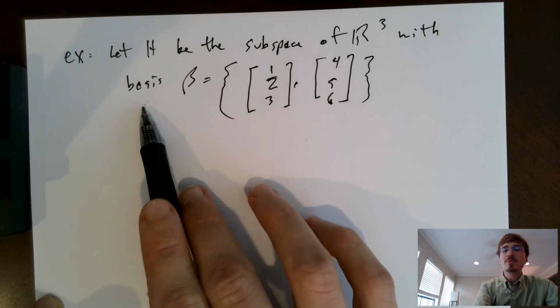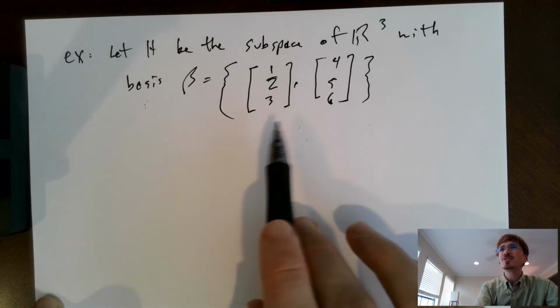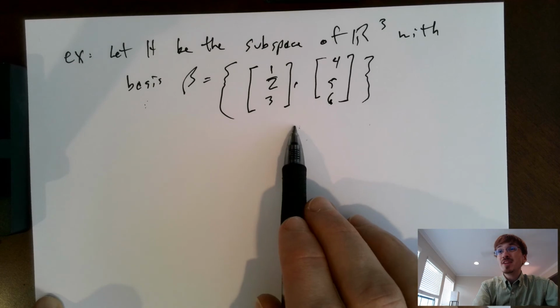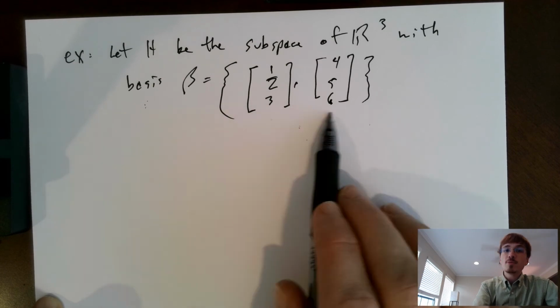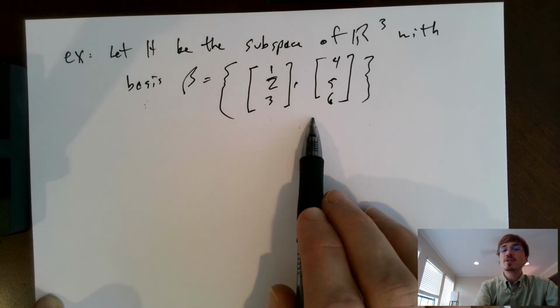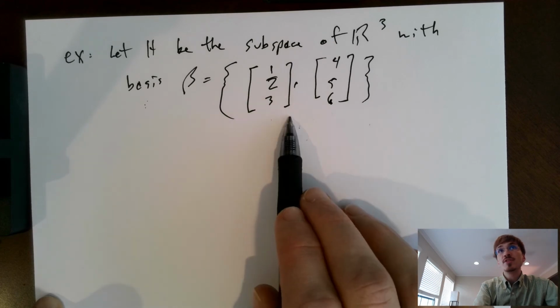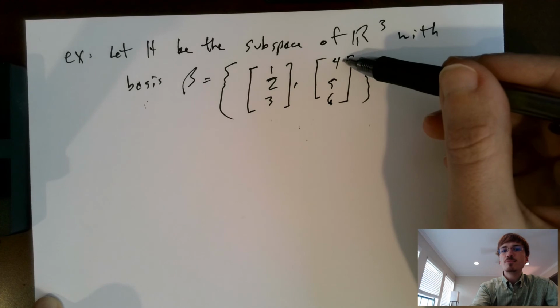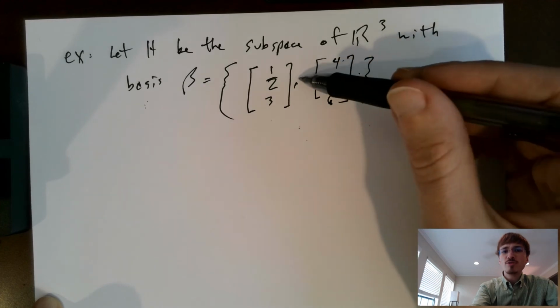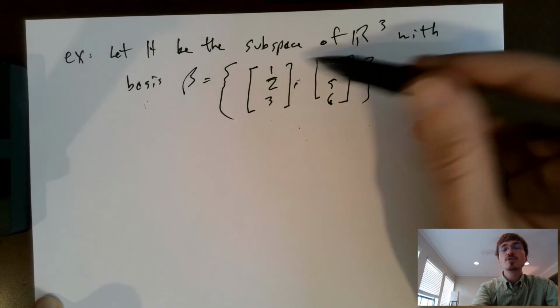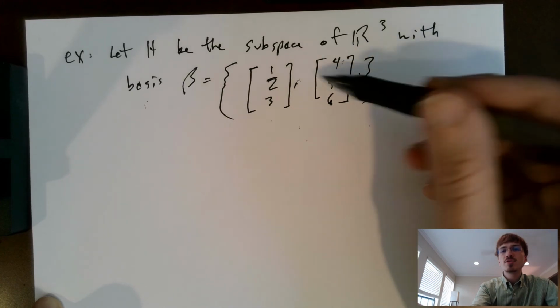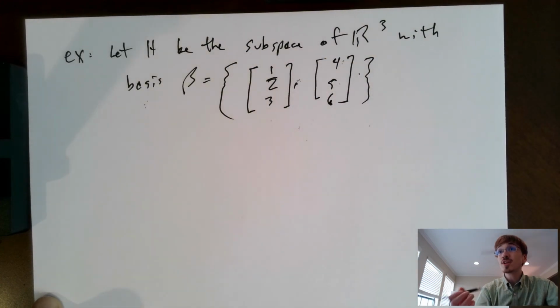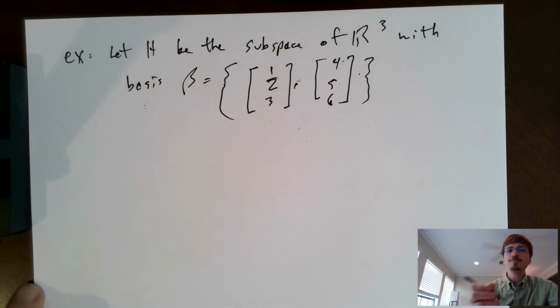Well, they span by hypothesis, but what else could we check to make sure it's a basis? They have to be linearly independent, right? And remember, if we have just two vectors, they're linearly independent if one is not a scalar multiple of the other. If they were scalar multiples of each other, we would have to have this vector be 4 times this vector for the first entries to match up, but that's certainly not true for the second and third entries. So they are going to be linearly independent.